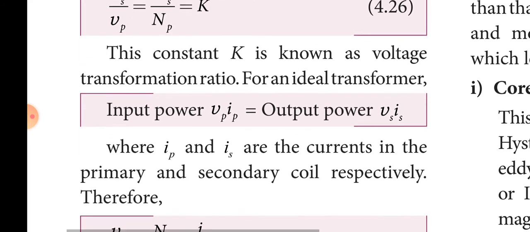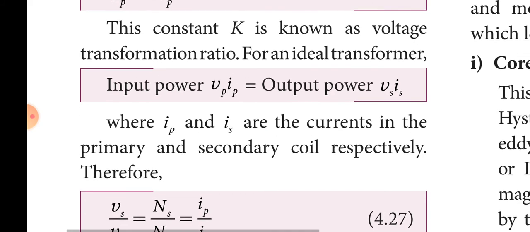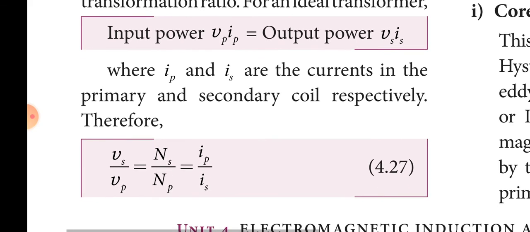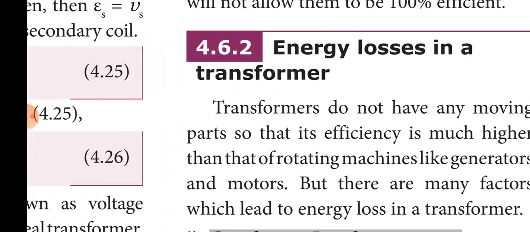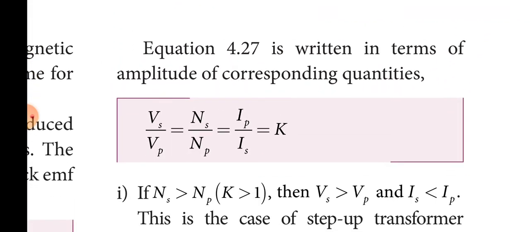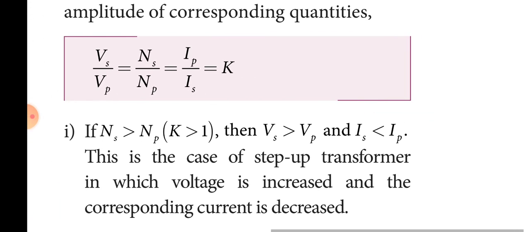In an ideal transformer, the input power VpIp equals the output power VsIs. So equating the terms, Vs/Vp equals Ns/Np equals Ip/Is equals K, the transformer ratio. This equation is simply written as 4.27. Already we said Vs/Vp equals Ns/Np equals Ip/Is equals K.